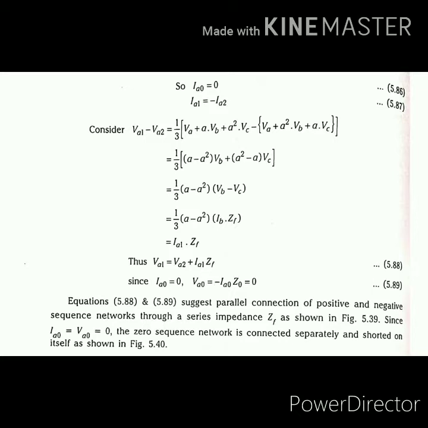We have expressed this sequence component in terms of the voltages VA, VB and VC, and by substitution you get it is equal to IA1 into ZF. Therefore VA1 is VA2 plus IA1 into ZF. IA0 we have got is equal to 0. Then in the last part of the previous video session, you have seen a star equation, right? From the star relation we have seen VA0 is equal to minus IA0 into Z0.